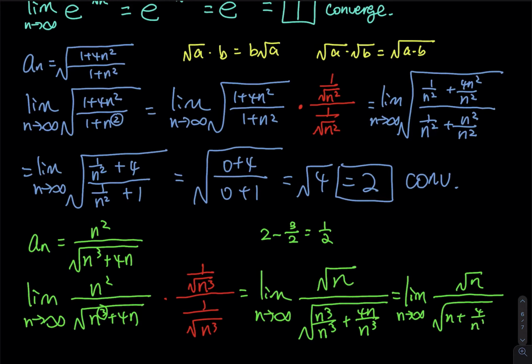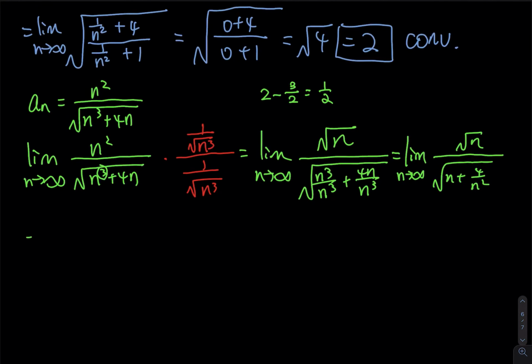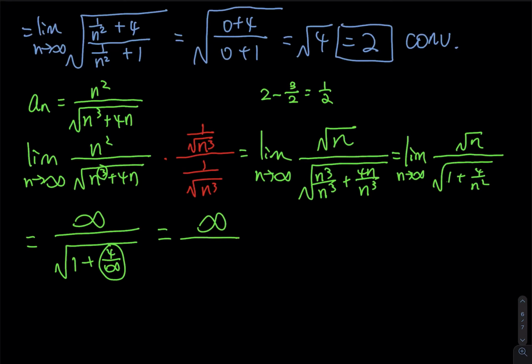So when n approaches infinity, you have infinity divided by the square root of n to the third divided by n to the third. That is equal to 1. So 1 plus 4 divided by infinity, which is 0. So this is just a 0. So we have infinity divided by the square root of 1 plus 0. That equals infinity. So when the limit equals infinity, the sequence is divergent.